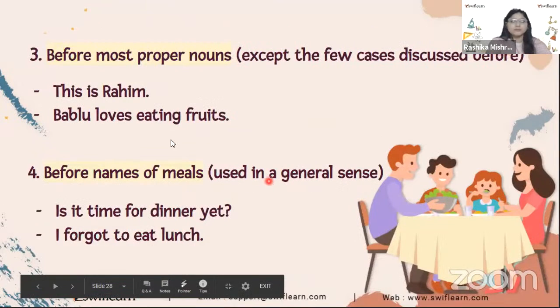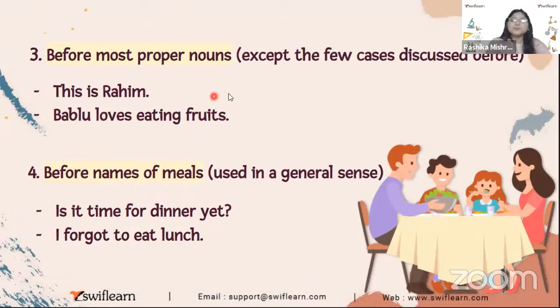Now, the third case: before most proper nouns, except the few cases discussed before. If we have a proper noun in a sentence, we will not use any article here. For example, this is Rahim. Rahim is a proper noun, so we will not use any article before Rahim. Now the second example: Bablu loves eating fruits. Bablu is a proper noun here, so we will not use any article before Bablu.